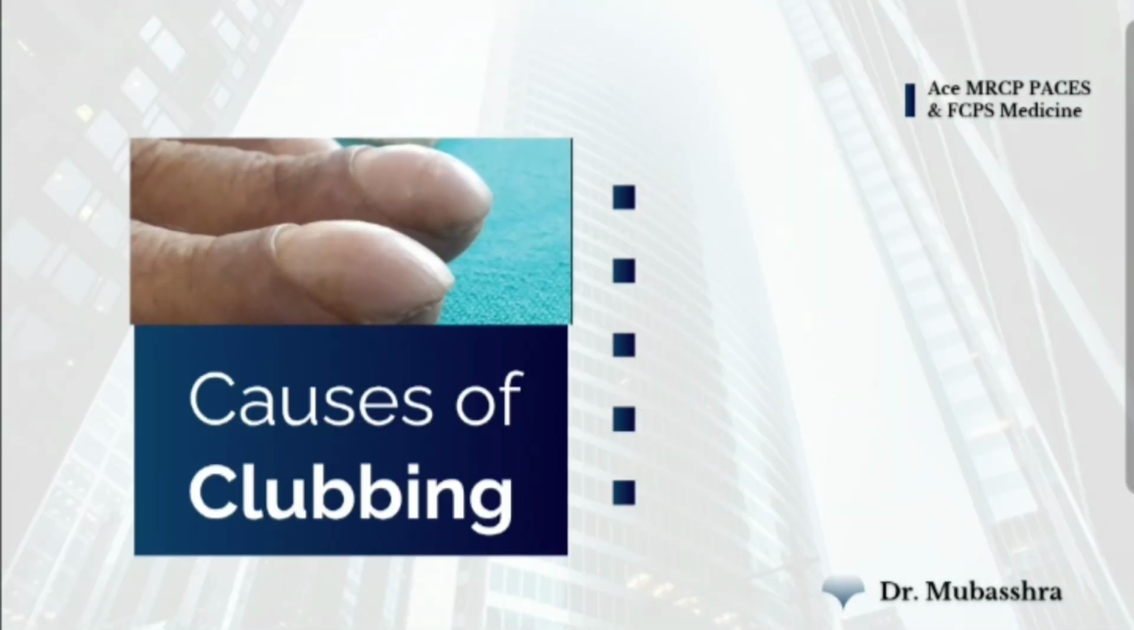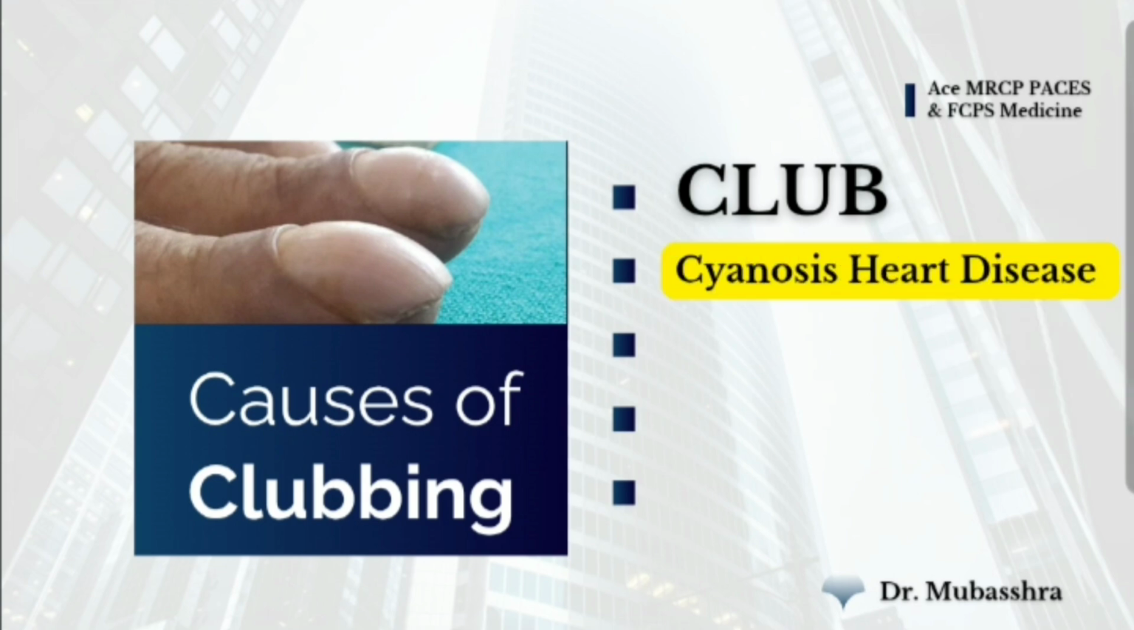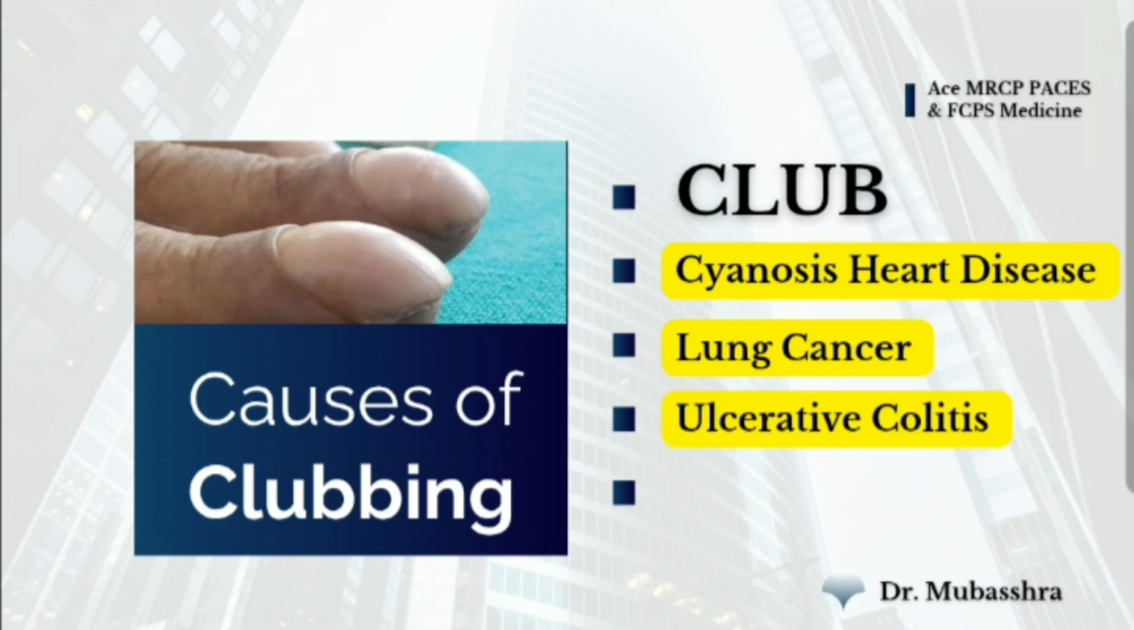What are the common causes of clubbing? Remember the mnemonic CLUB. C stands for cyanotic heart disease, L stands for lung cancer, which can be primary or secondary, U stands for ulcerative colitis, and B is for bronchiectasis. However, there are other causes of clubbing as well. Let me tell you all the causes system wise.